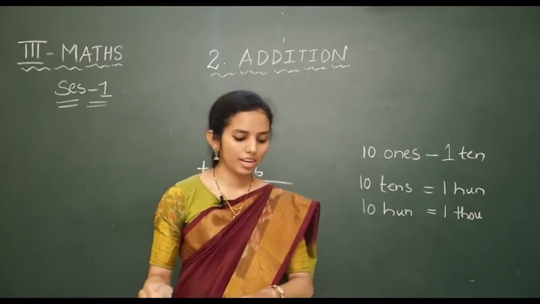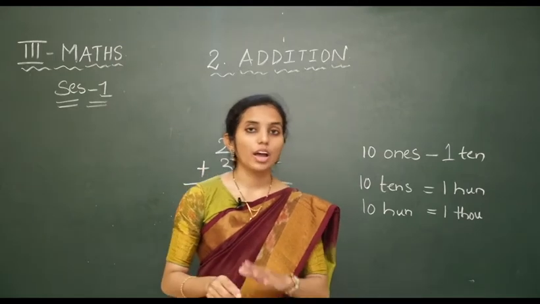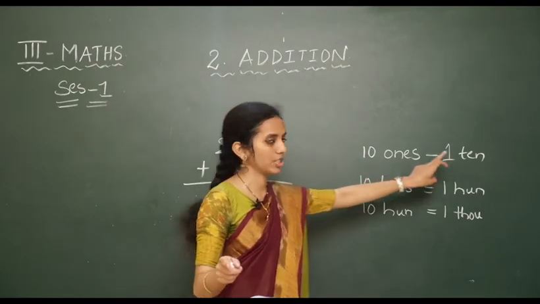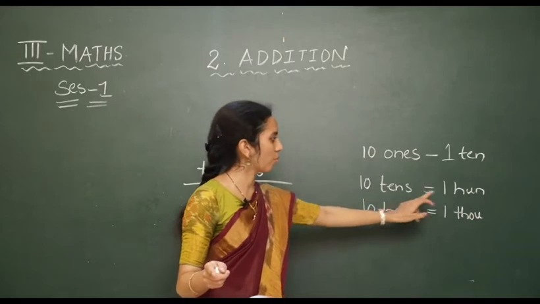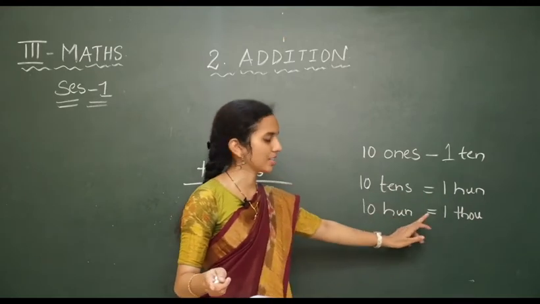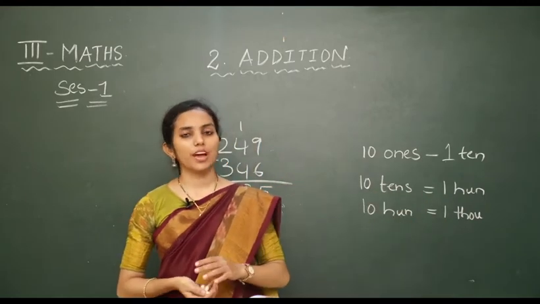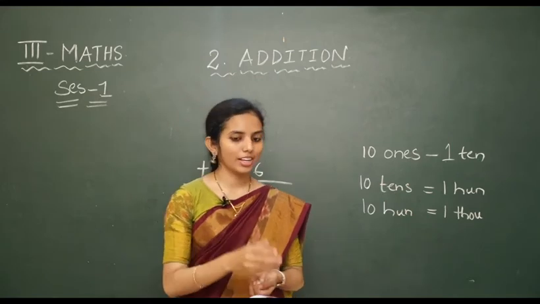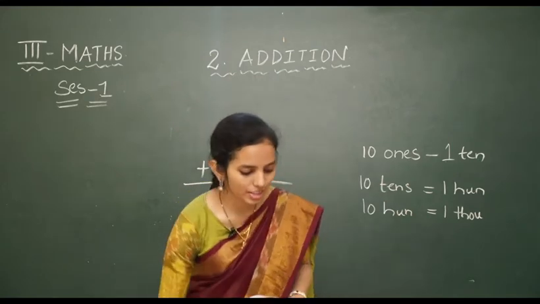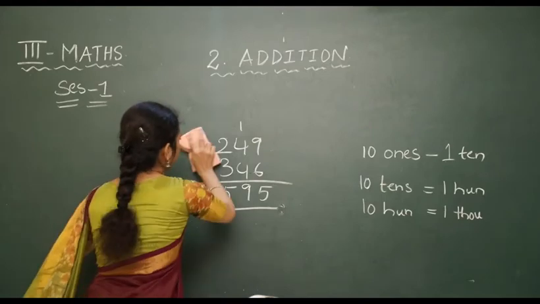Now, let us take one more example. So, I have already explained to you 10 ones is 10, 10 tens are 100 and 10 hundreds is 1000. This we have already learned in our earlier chapter. Now, let us do one more example.